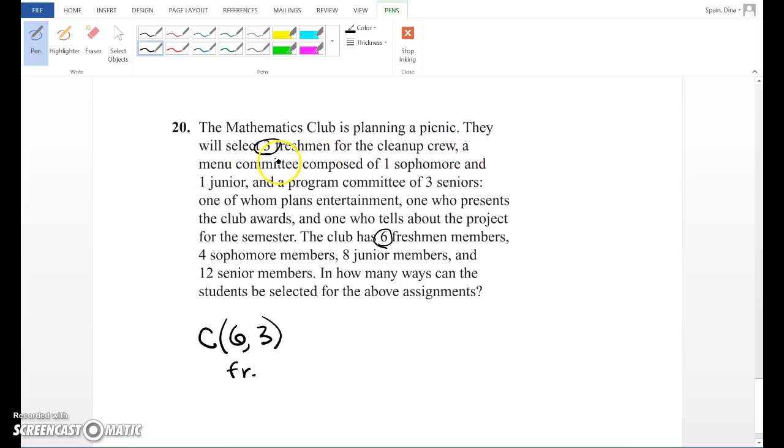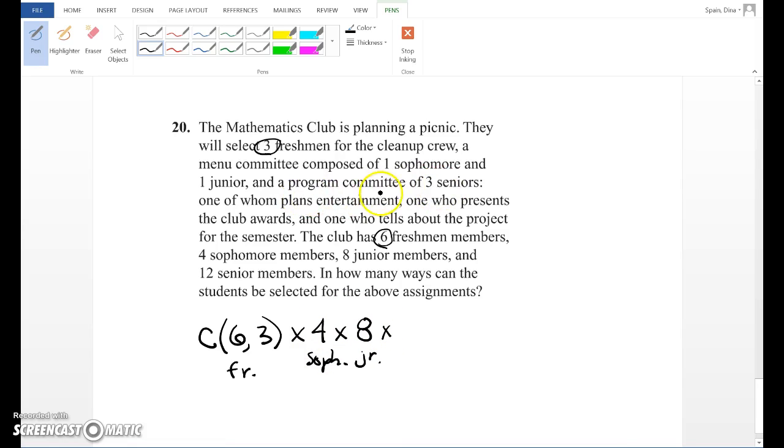Okay, a menu committee composed of 1 sophomore and 1 junior. All right, I got to choose 1 sophomore. How many sophomores are there? There's 4 sophomores. So I've got 4 choices for that 1 sophomore that's on the menu committee. And 1 sophomore and 1 junior. A menu committee composed of 1 sophomore and 1 junior. Okay, that's 1 sophomore and 1 junior is going to be 8. All right, that's the menu committee. All right, this is cleanup. This is the menu committee, 1 sophomore, 1 junior.